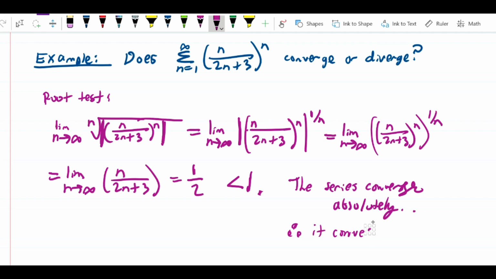Converges absolutely is a slightly different conclusion from converges. We know that by the absolute convergence test, if a series converges absolutely, then it converges.